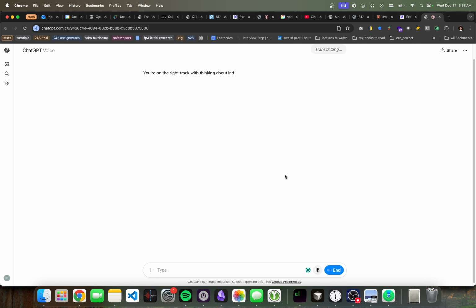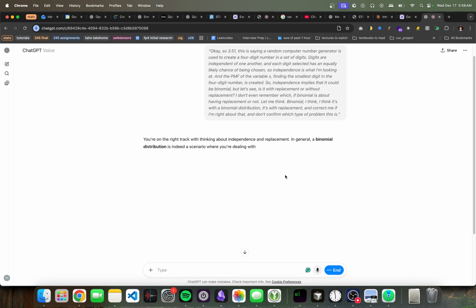You're on the right track with thinking about independence and replacement. In general, a binomial distribution is indeed a scenario where you're dealing with repeated independent trials, and each trial has the same probability of success or failure. And yes, it's typically thought of as with replacement, or where each trial is independent of the previous one.